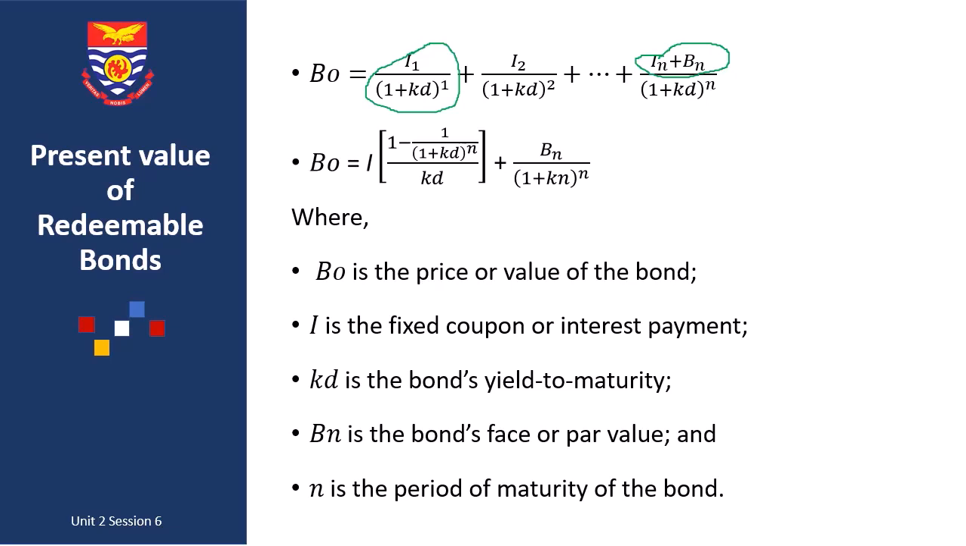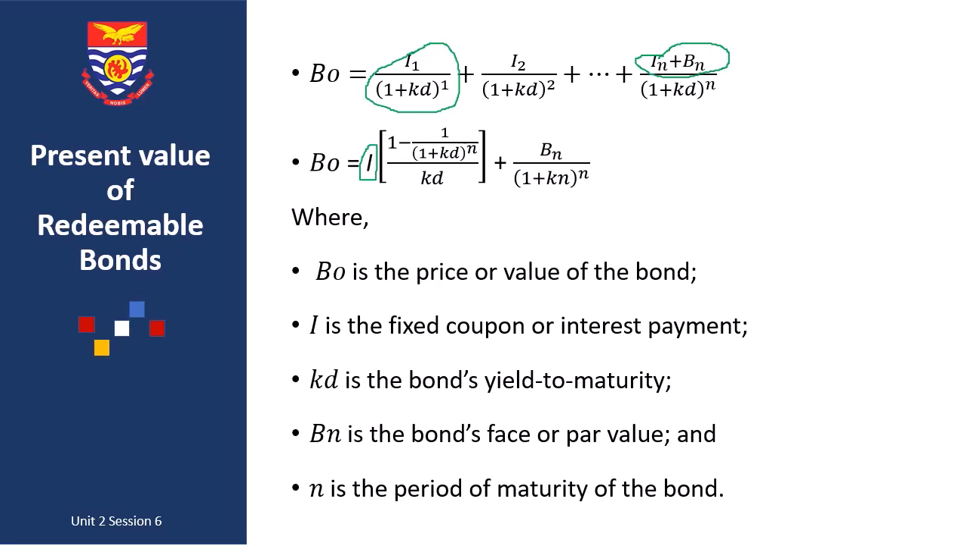So simplifying this formula, it looks like the annuity formula, the present value of annuity, because the interest rate is fixed. You have the fixed coupon. If the interest rate is 10%, it means every year you're going to receive 10%. So you can use the annuity formula to make it simple for you. The I here is the annual interest that you are going to receive. Then you multiply with the present value of annuity formula.